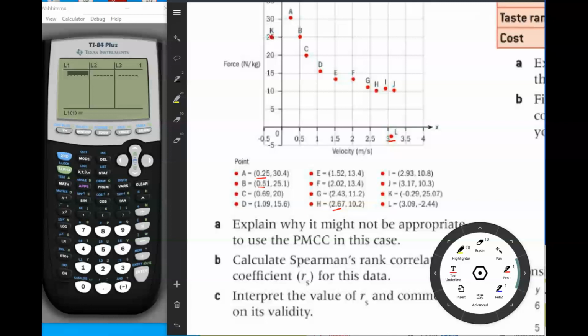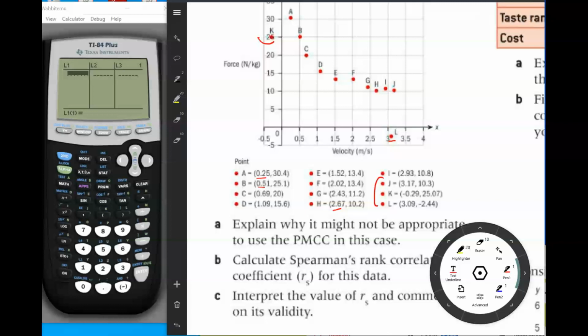So if I'm ordering the x values, it looks like they're already in the right order, aren't they? So I've got 0.25, 0.51, 0.60, 0.69, 1.09. Very nice of them. They already put everything pretty much in the right order, except for K. K's over here, so K is very much to the left. So that is our smallest value, isn't it? L also looks like it's inverted with I and J. So it looks like L goes between I and J, doesn't it? So slightly out of order.